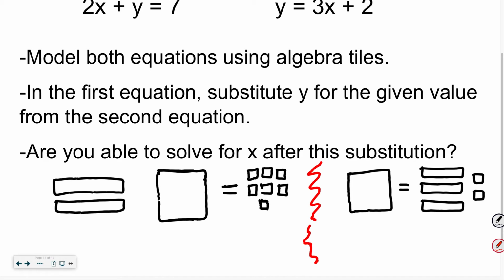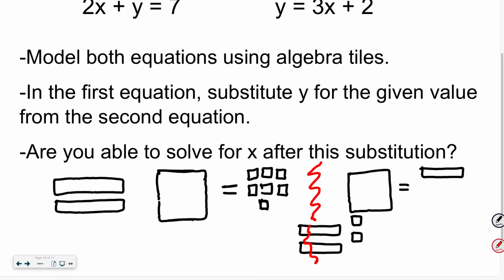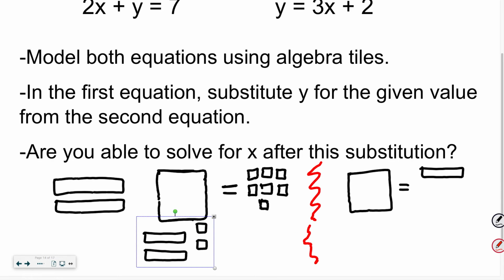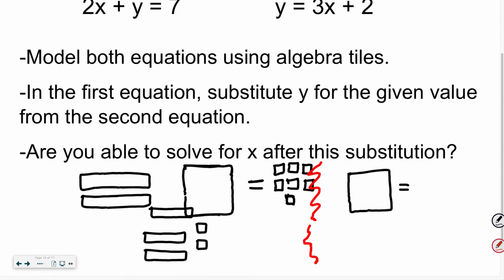Okay, what would you replace the y with? Just 3x? 3x plus 2. So this one big square has the same value as this whole thing. That's what that equation tells you. y equals 3x plus 2. This one big square is the same thing as that. So we're going to replace it. We're going to move it over. Don't forget this guy.